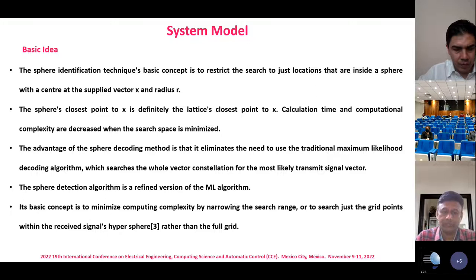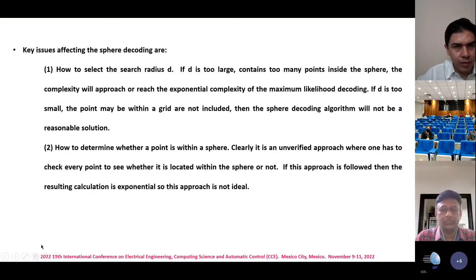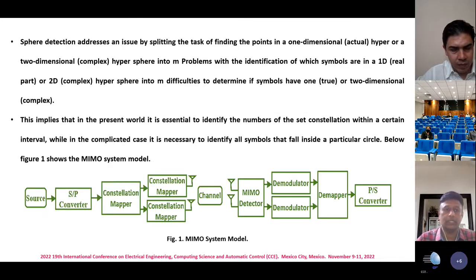The advantage of sphere detection, when compared with traditional maximum likelihood detection, is that the maximum likelihood algorithm searches the whole constellation. The key issue affecting sphere detection is how to select the search radius. If it is too large, too many points are considered and the complexity increases. If the search radius is set too small, the points within the grid may not be included, which leads to other problems. So we set the radius to get a good solution with less complexity. How to set it, we'll discuss in the next part.